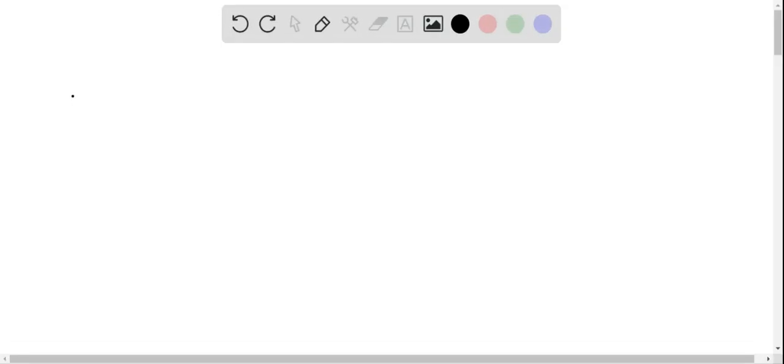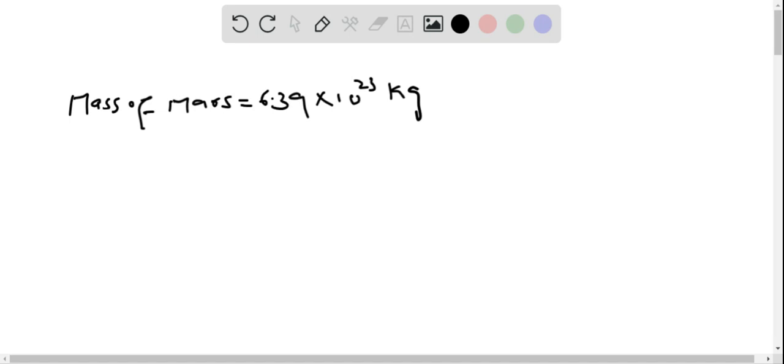Mars, mass of Mars is equal to 6.39 multiplied by 10 to the power 23 kilogram. And radius of Mars, R, is equal to 3,390 kilometer, which is equal to 3.39 multiplied by 10 to the power 6 meter.